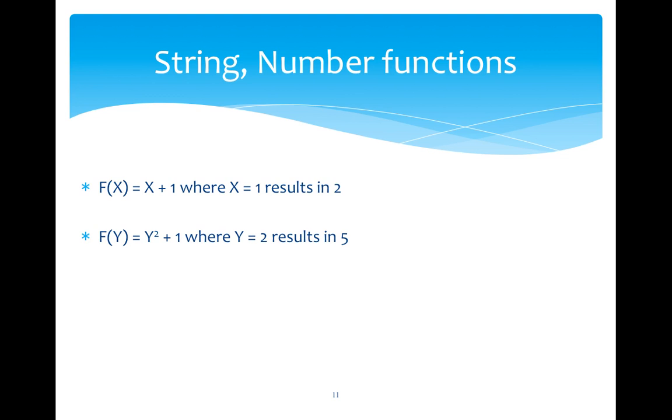So here you see two expressions which are kind of mathematical expressions, and they perform their calculation based on the value passed to the x and y variables. If you pass x equals 1, it results in 2. Similarly, if you pass y equals 2, it results in 5. So they have a predefined input and an output as well, which is of a particular type. In this case, the output is of a number type and the input is of a number type as well.